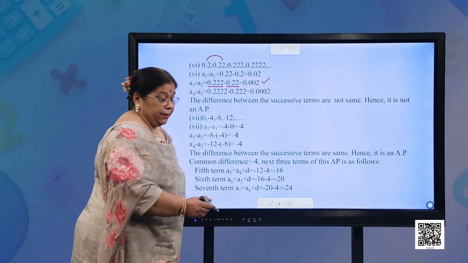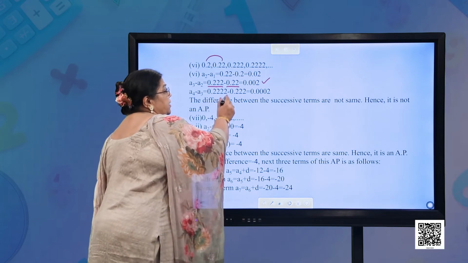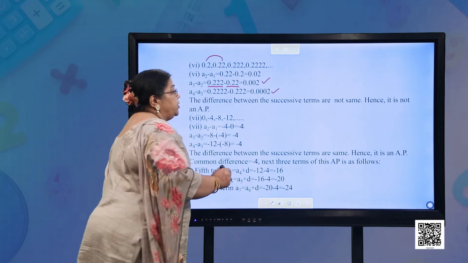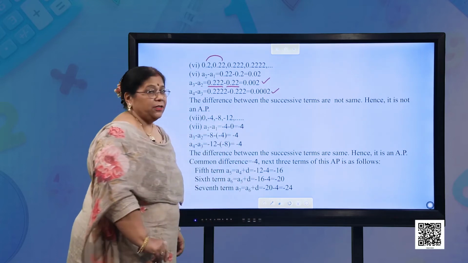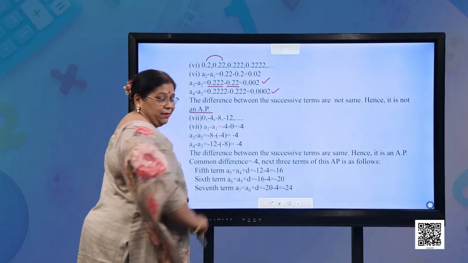A4 minus A3, see here: 0.2222 minus 0.222, that is equal to 0.0002. So, the difference between the successive terms is not the same. Therefore, it is not an AP.